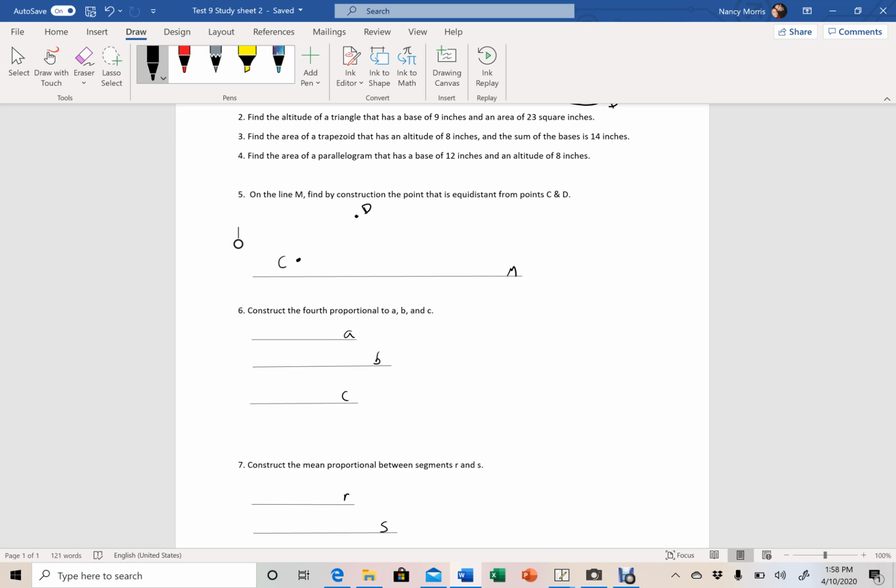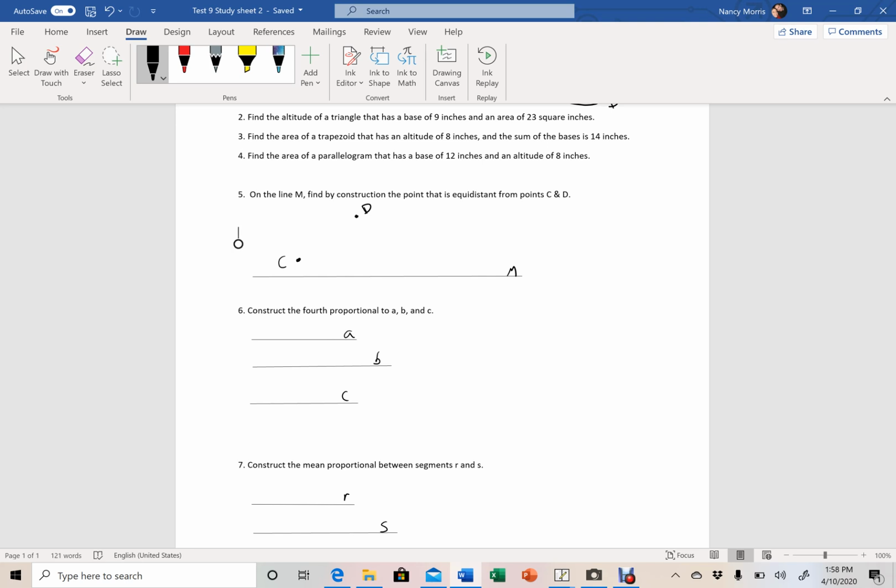What do I do? Well, I draw a line, and then I create a bisector, and then you draw that bisector through, and that bisector will run all the way down and cross line M there, okay? So make sure that you make your bisector cross line M. You have to basically bisect the distance between C and D and draw that straight line through.